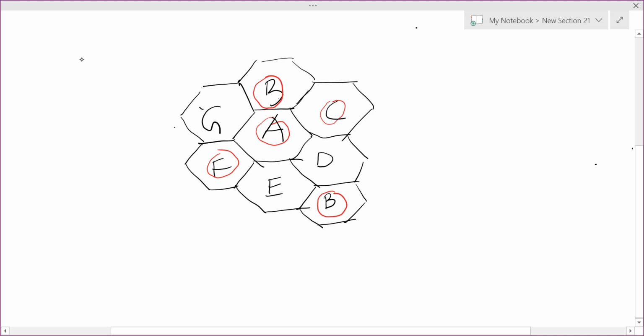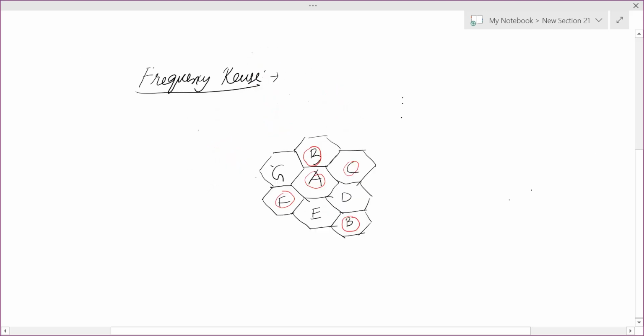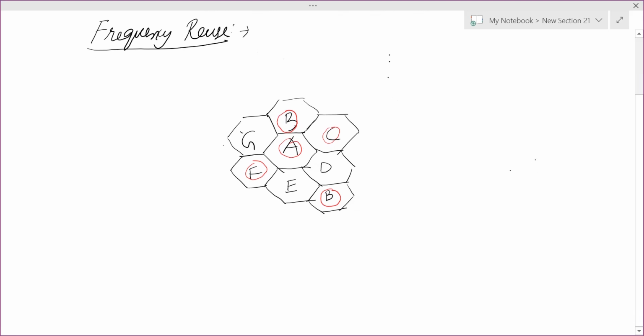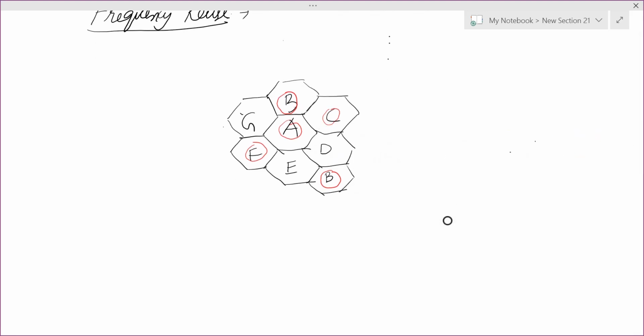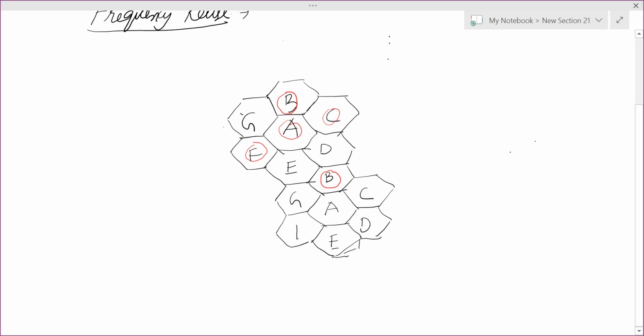Now this is B, and now from this onwards I can directly repeat the above scenario. So below B there is A, below A there is E, right? And then here is D, here is C, here is G, here is F. Okay, now you see this E is farther away from this E.